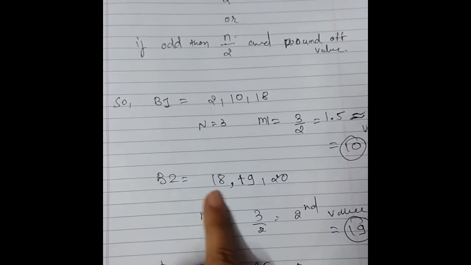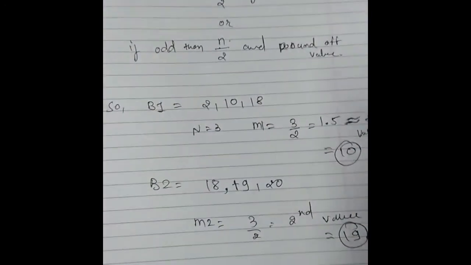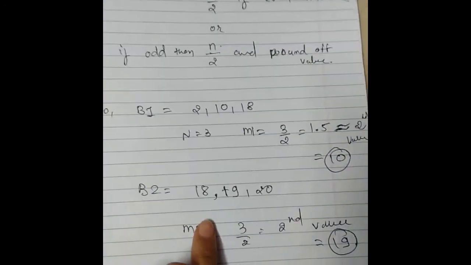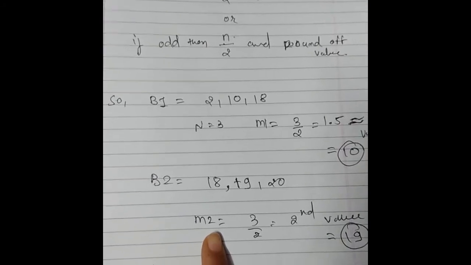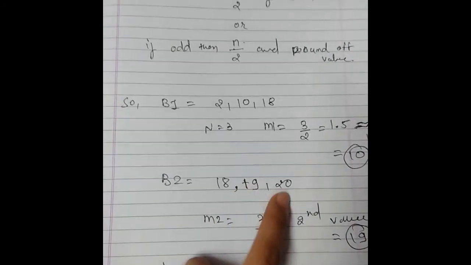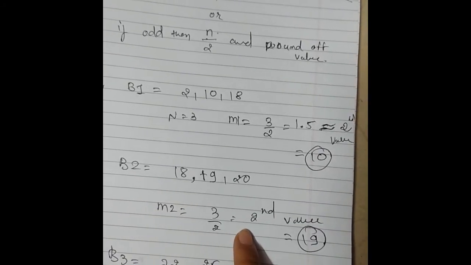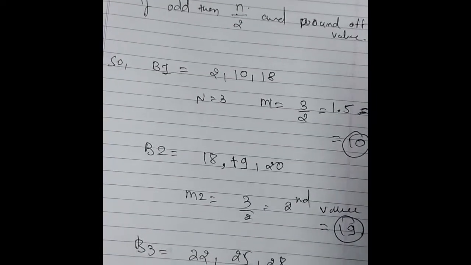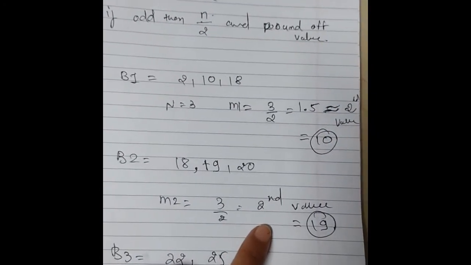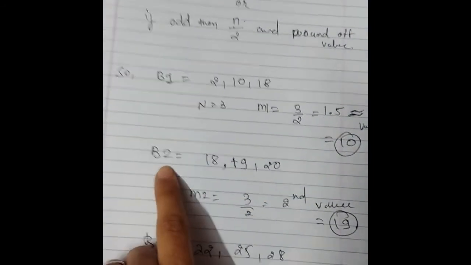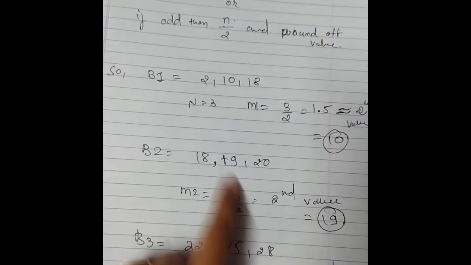Same as in bin 2, we have three values: 18, 19 and 20. We can also find the median with n by 2. So we have 3 data points, 3 divided by 2 is 1.5, and by rounding the value, it becomes the second value. So in bin 2, the second value is 19. So the median value becomes 19.